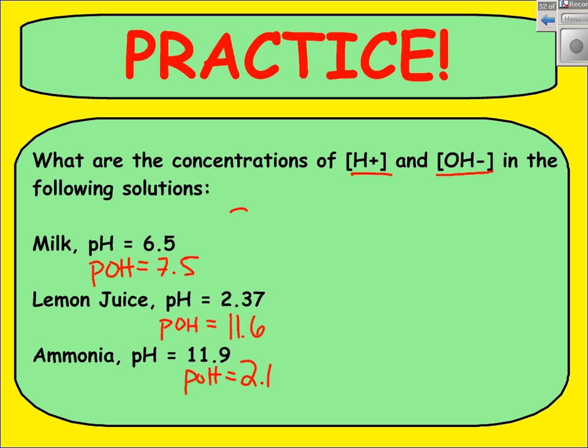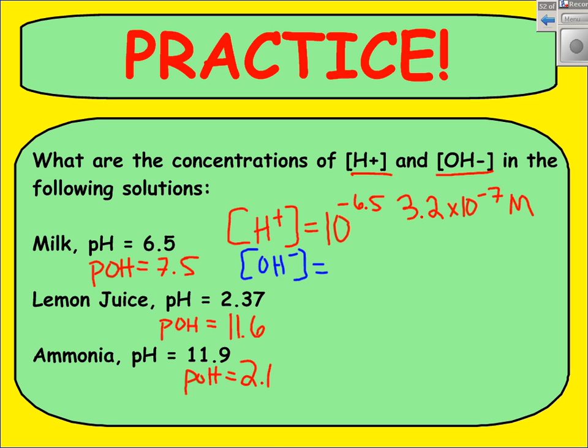To do the hydrogen concentration, I'm going to do H plus is equal to 10 raised to the negative pH. My pH is 6.5, but make sure it's negative. By punching that in my calculator, I have 10 raised to negative 6.5. That gives me a concentration of hydrogen of 3.2 times 10 to the negative 7. Let's do the same thing, but now for our hydroxide. Hydroxide is going to be 10 raised to the negative pOH, which is negative 7.5. 10 raised to the negative 7.5 gives me a molarity of 3.2 times 10 to the negative 8th.